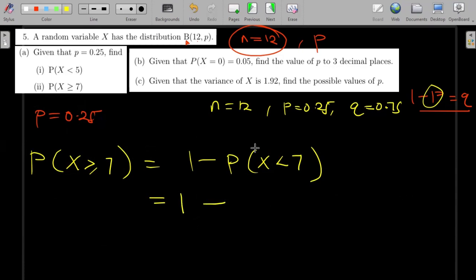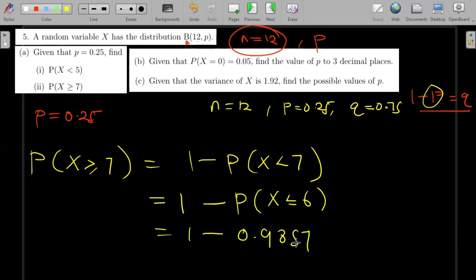But the probability of this from the binomial tables is the same as the probability of X being less than or equal to 6. So from the binomial tables now, I can get this value. It's giving me 0.9875857. So when I subtract, I get 0.0143. So this is the probability that X is greater than or equal to 7.